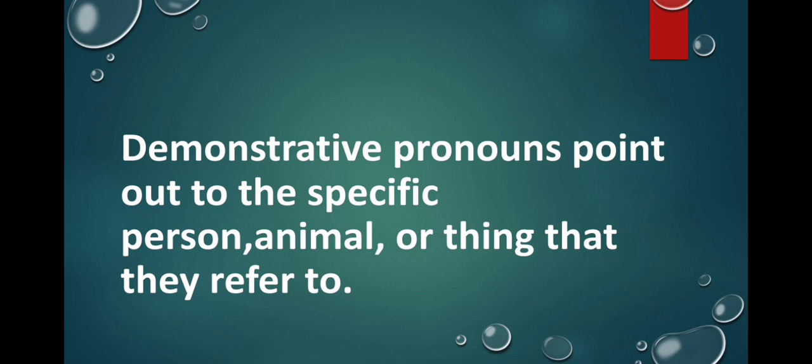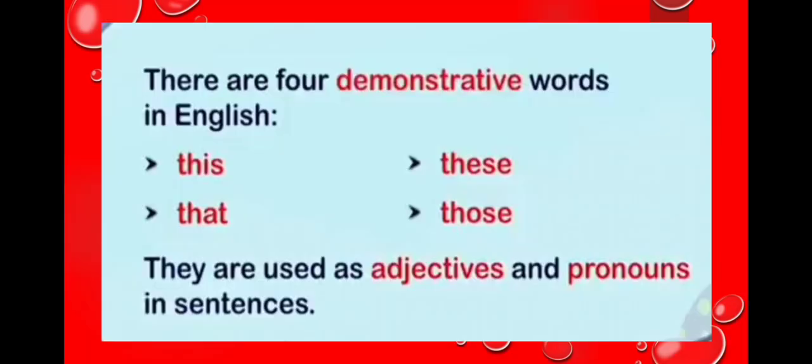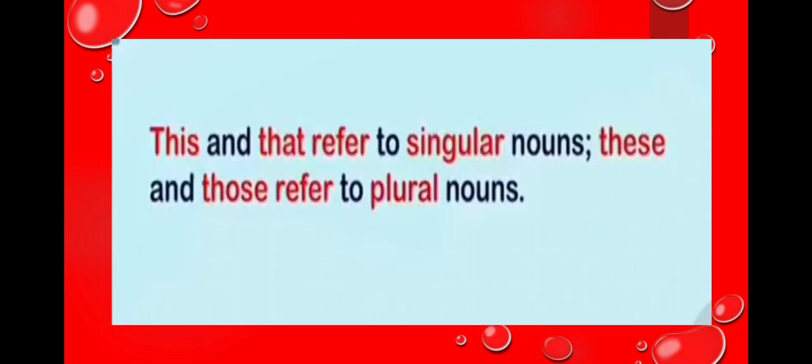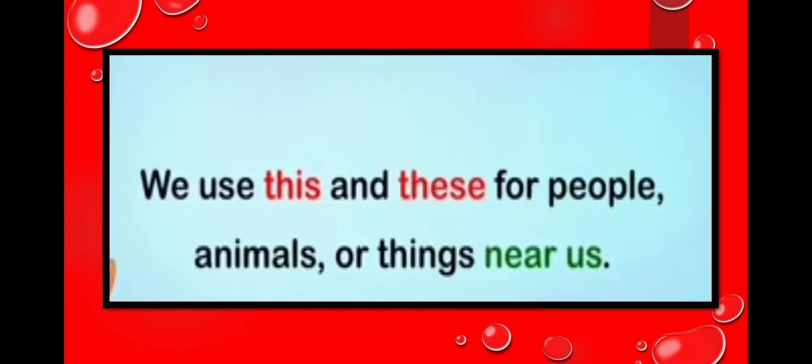Demonstrative pronouns point out the specific person, animal or thing that they refer to. It means that it points out a specific noun, that is a person, animal or thing. There are 4 demonstrative words in English: this, that, these, those. They are used as adjectives and pronouns in sentences. This and that refer to singular nouns. These and those refer to plural nouns.